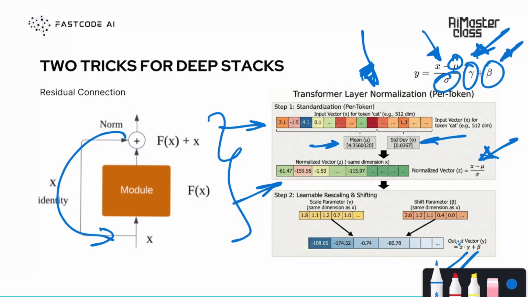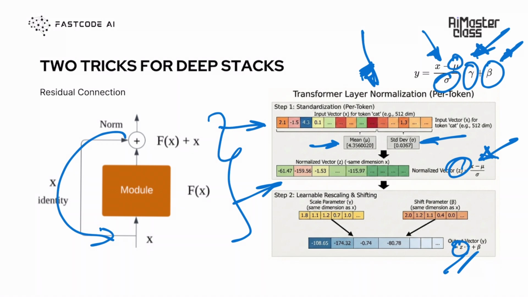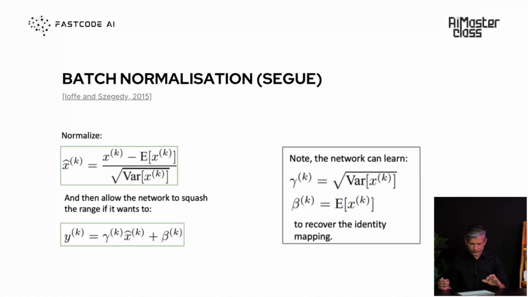The gamma and beta are applied to the z, and the z is something that we calculated using the values of the token itself. And this is layer norm, really simple.